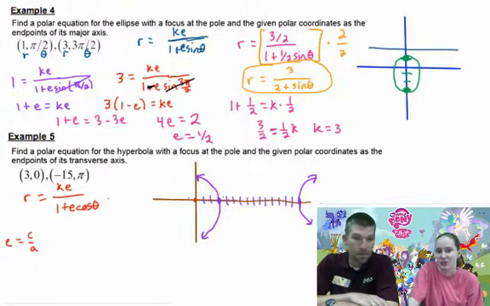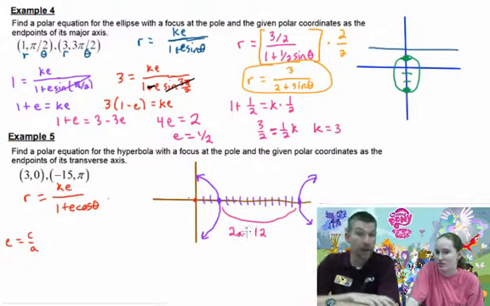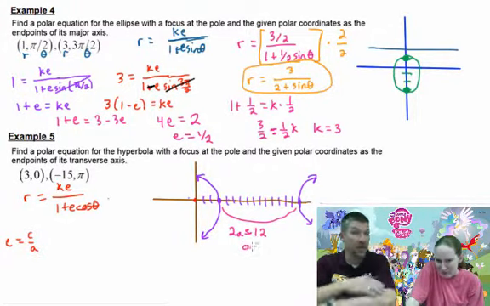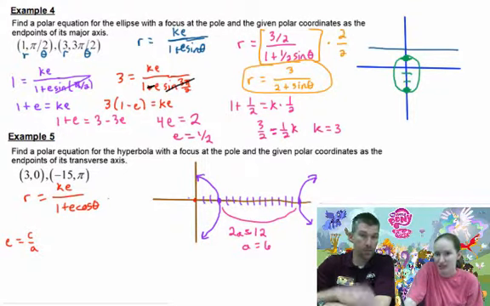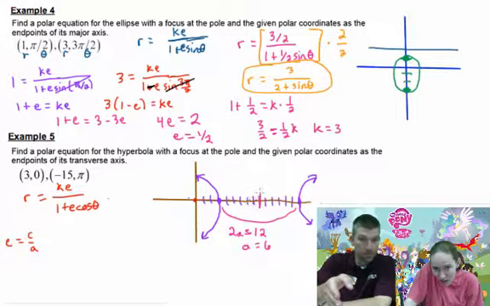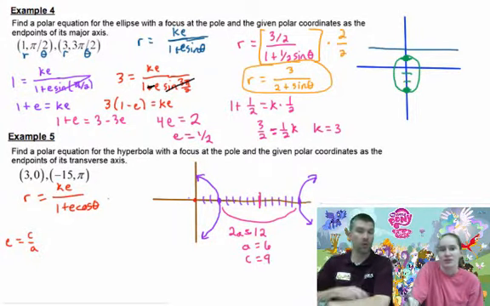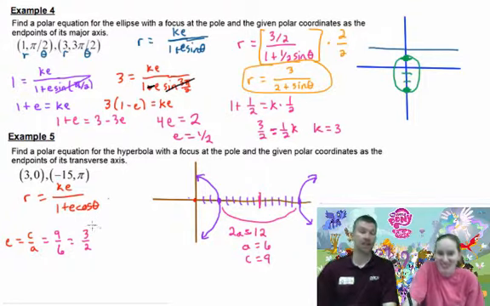Especially since this is nice and it's between 3 and 15, that means that this is 12. And that's 2A. So 6 units in from one side gives us A. So A is 6. Then C is the distance from the center to the focus, the pole. So if we go from the center, 1, 2, 3, 4, 5, 6, 9 should be it. So C is 9. So now 9 over 6, which is 3 halves, which is bigger than 1. That's what we needed to have.